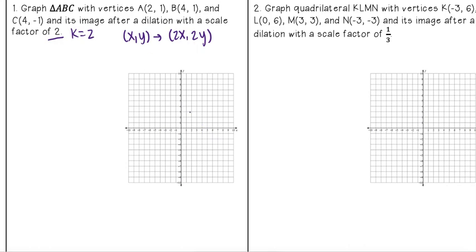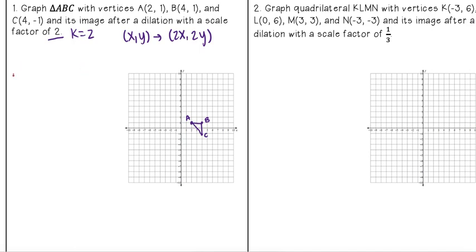So if A is at (2, 1), I have that B is at (4, 1), and C is at (4, negative 1). And now I'm going to go ahead and find my new coordinates for my image.